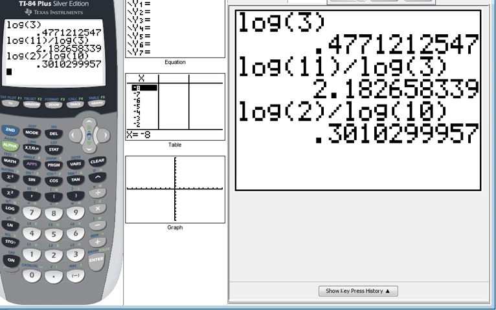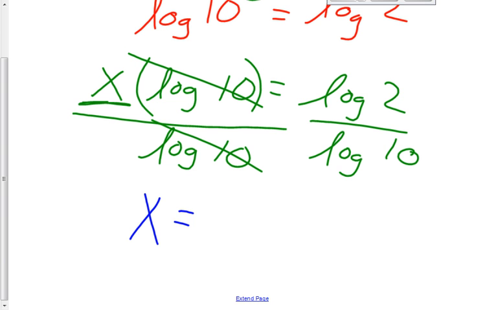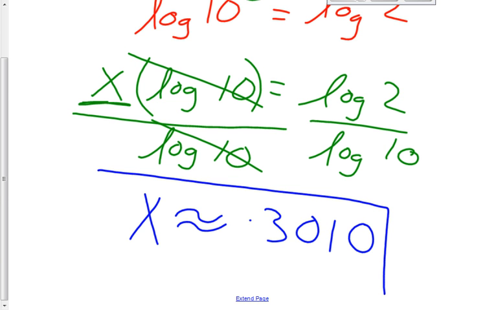0.3010. And class, because I'm rounding, it's an approximate value. So I can't say it's exactly equal to it. So I'm going to use the two squiggly lines, and I want you guys to do that as well. It's approximately equal to, instead of this equal sign here. It's approximately equal to 0.3010, and this is my answer.